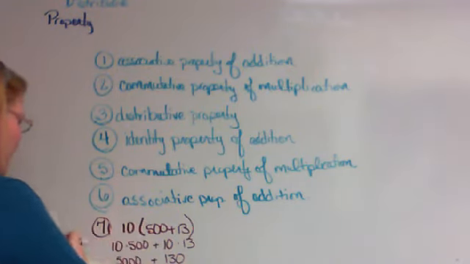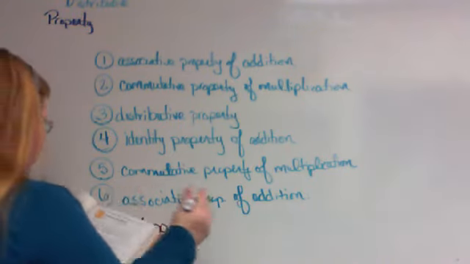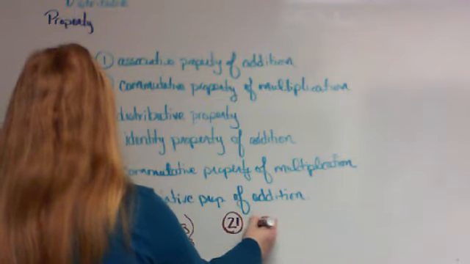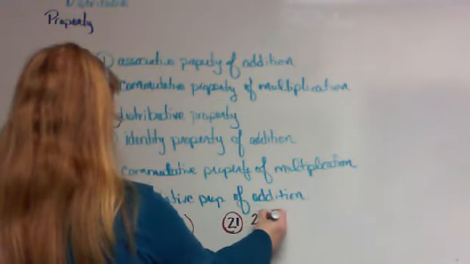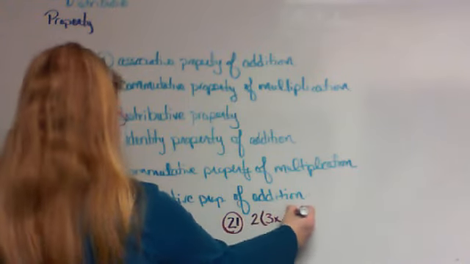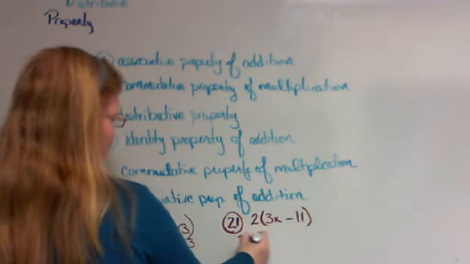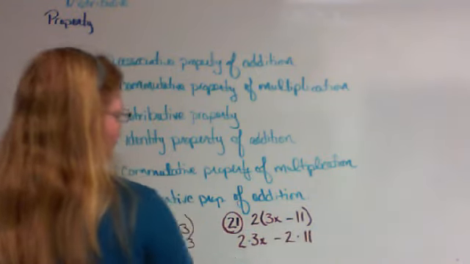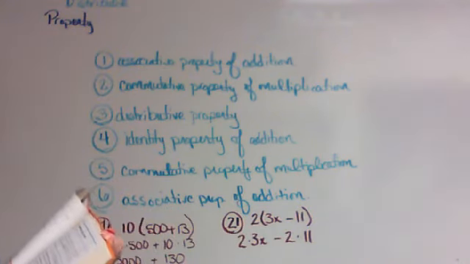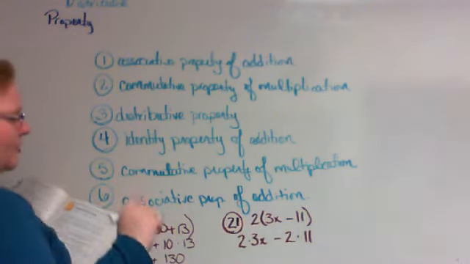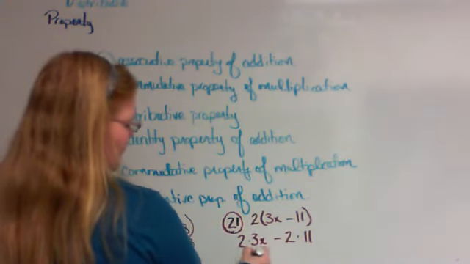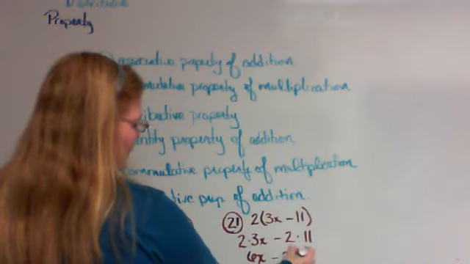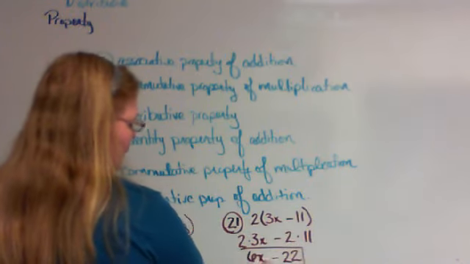For problem number 21, however, it says to rewrite each expression using the distributive property. So that's going to be 2 times 3x minus 2 times 11. Technically, I've rewritten it using the distributive property, but I want you to go ahead and simplify it. So 2 times 3x is 6x, and then 2 times 11 is 22. And that would be your answer.